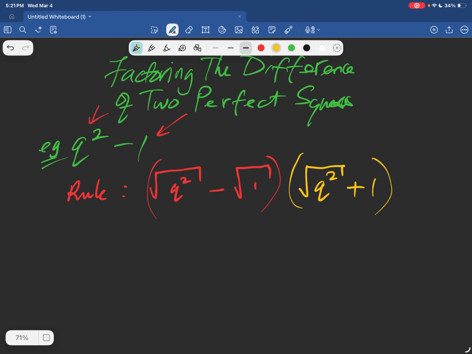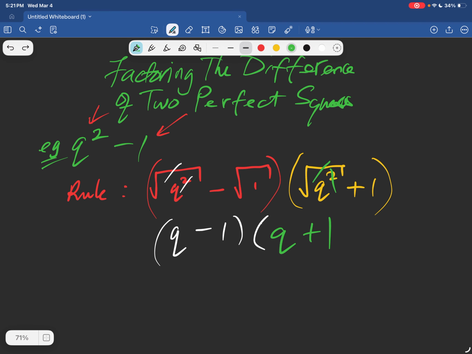First thing that we're going to do to simplify this is find the square root of q squared, which is found easily as q because the square root symbol cancels the square. They're inverses of each other. So we end up with q, and of course the square root of 1 is 1. So we end up with q minus 1. And here we end up with the same situation where square root cancels square, leaving you with q again, and we put a plus 1.